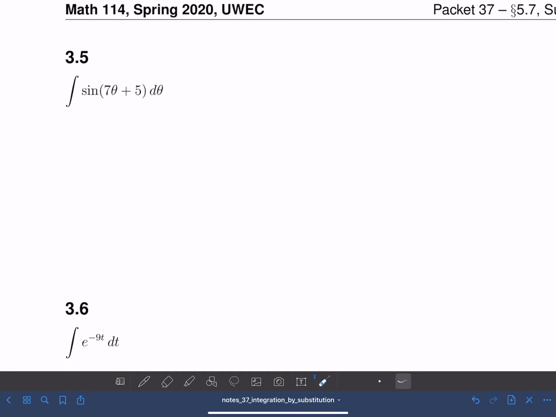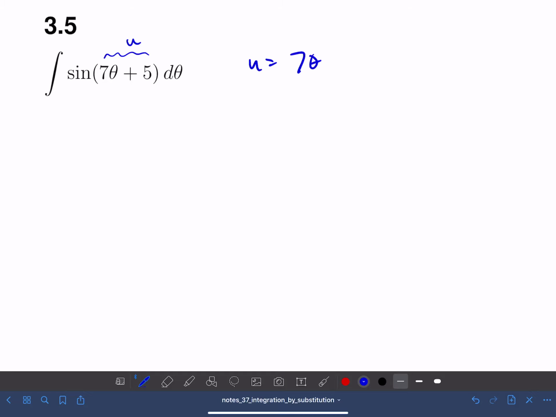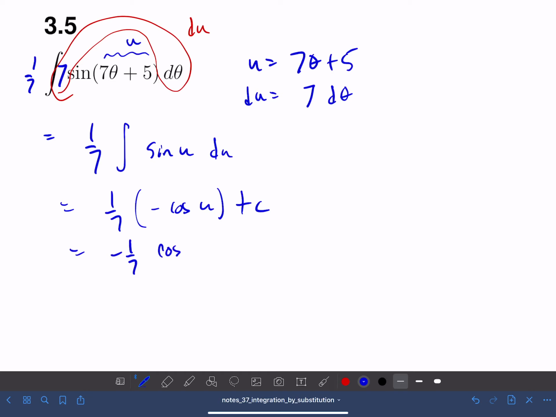Alrighty, let's do a few more. I want to do some of these ones like this. You'll see these a lot in physics classes, so you need to be able to do these really easily. Again, we're going to let u be the thing that's inside: 7 theta plus 5. du is equal to 7 d theta. I don't have a 7, but that's okay. I can get one for free. And now we'll group them together. du, integral sine of u du. 1 over 7 times minus cosine of u plus some constant c: minus a 7th of cosine of 7 theta plus 5 plus some constant c.